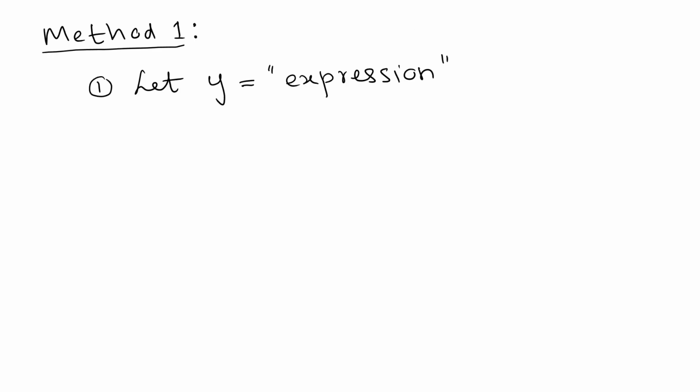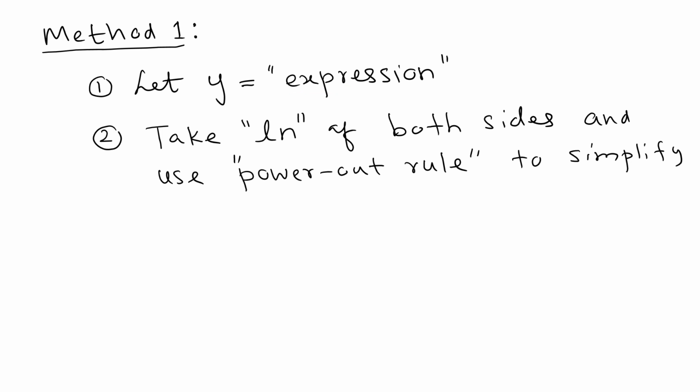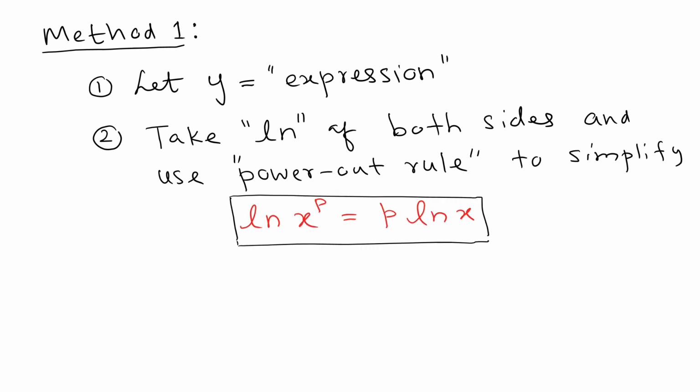In method 1, we let y equal the given expression. Whatever the expression is, we call that y. That's the starting point for these problems. Once you do that, we take the natural log of both sides, ln. Once you take the natural log, on the right hand side you can use what they call the power out rule. Remember this result: when there's a power, ln of x to the p, the p can come out as a multiplication factor. If there's a power, it's going to come out, so we call it the power out rule.